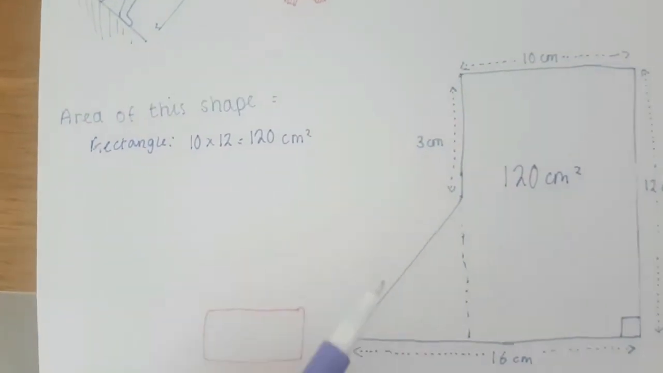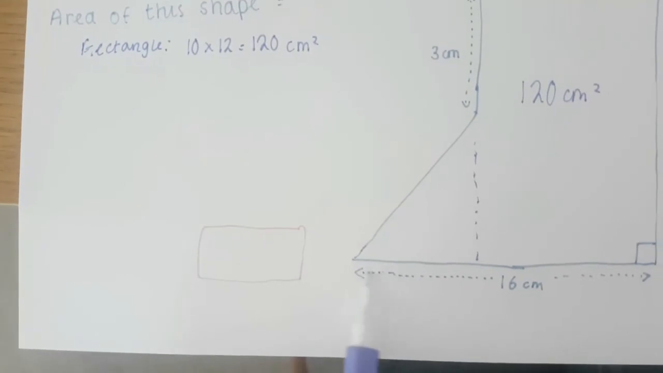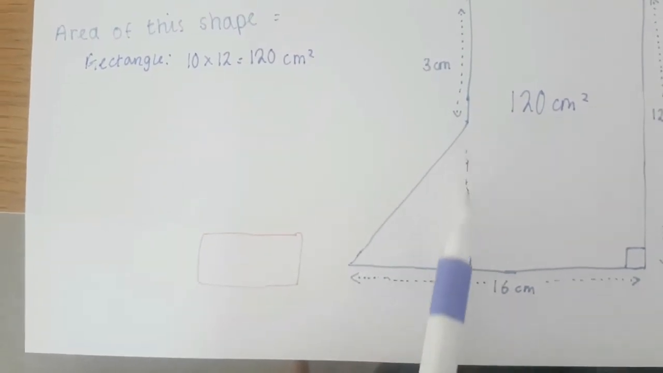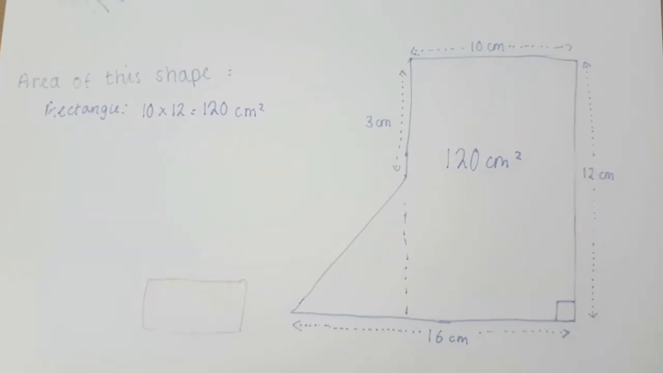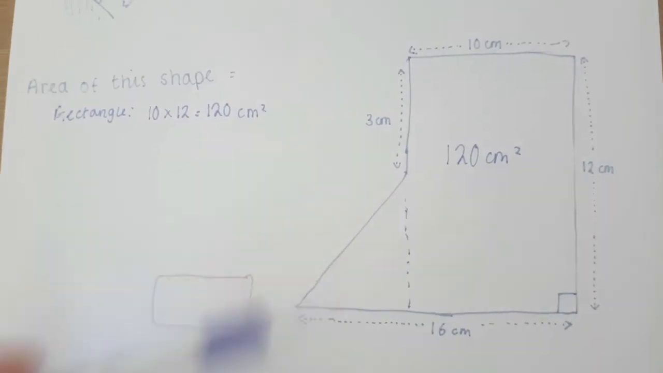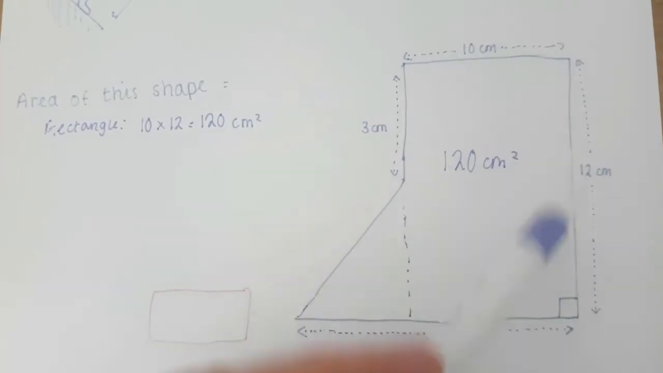And the second part is what we've learned today. We have this triangle here. Now this is a bit tricky because we haven't been given the base of the triangle or the height of the triangle. So we're going to have to work this out. Pause the video here and see if you can work out what the height and the base of this triangle is going to be from these measurements.